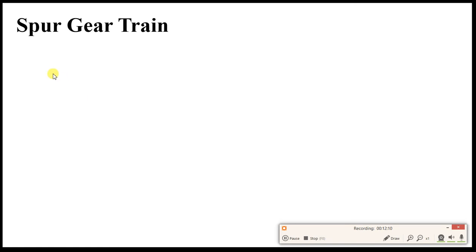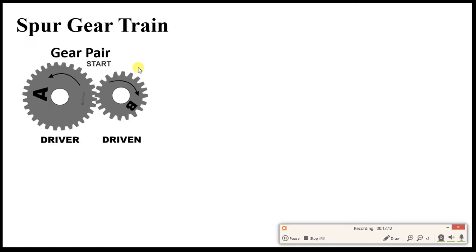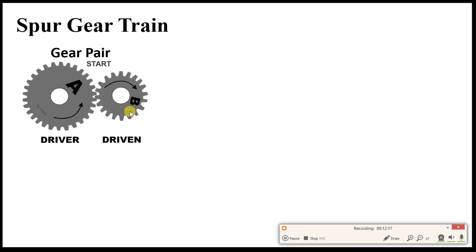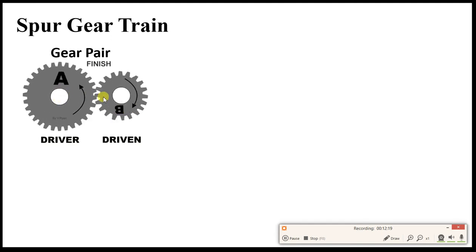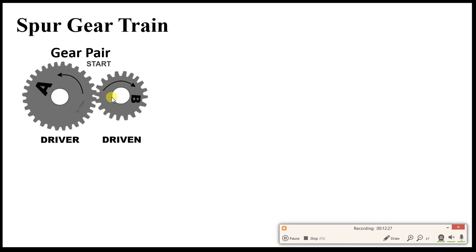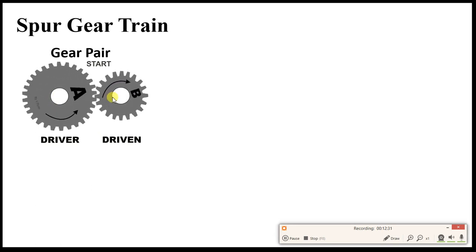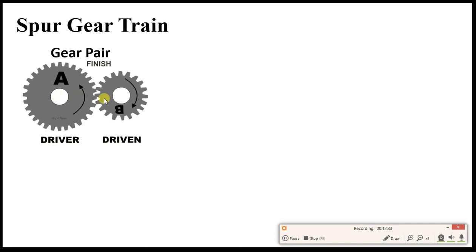Now next is the spur gear train. What is meant by a spur gear train? Here you can observe two gears meshed or engaged with each other. Gear A is engaged with gear B. One is called the driver, another is called the driven. When two gears are engaged with each other, both gears will always rotate in opposite directions. As there are two gears, the combination is called a gear pair.